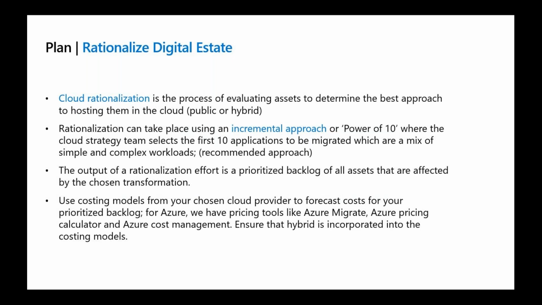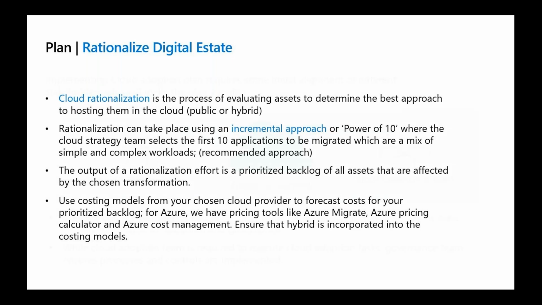Rationalization is the process where we evaluate assets and the best way to migrate or modernize each asset in the cloud. And there are 5 R's of rationalization: rehosting, refactoring, re-architecting, rebuilding, and replacing. Each of these R's will take a little more time to explain, so we will cover them eventually in subsequent webinars.